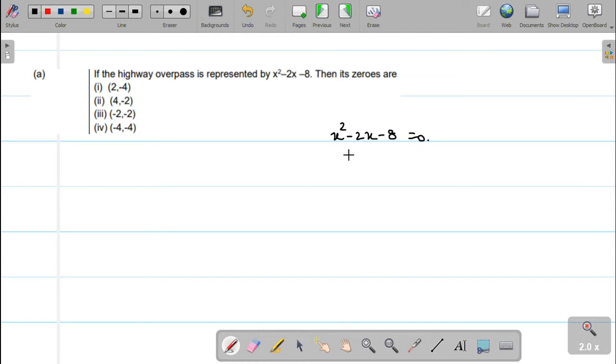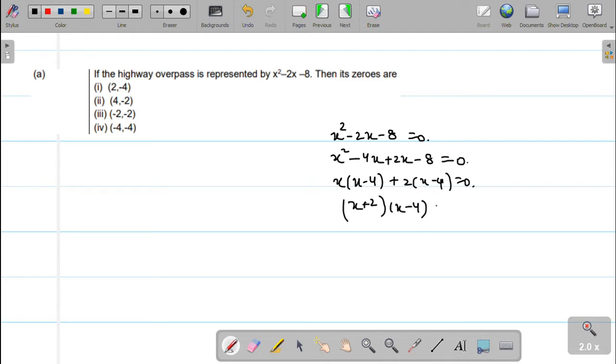So we split it. x square minus, the product of 4 and 2 will give you 8, so minus 4x plus 2x. I am assuming that you are all comfortable with splitting of the middle term that we are using right now. So x into (x minus 4) plus 2 into (x minus 4) equal to 0. So (x plus 2) multiplied by (x minus 4) equal to 0.